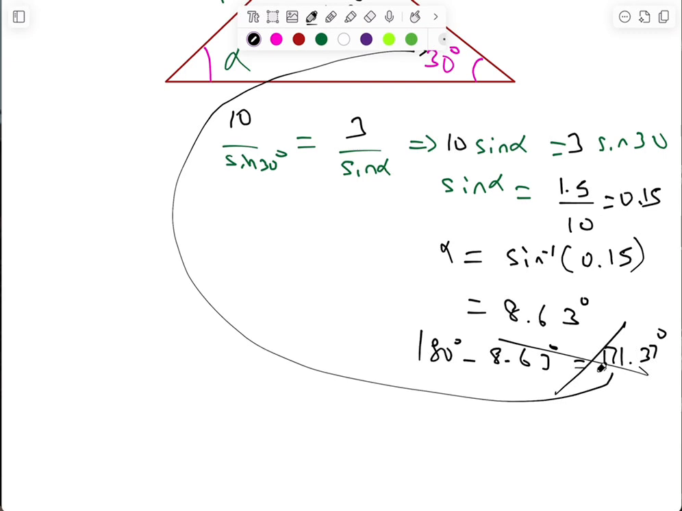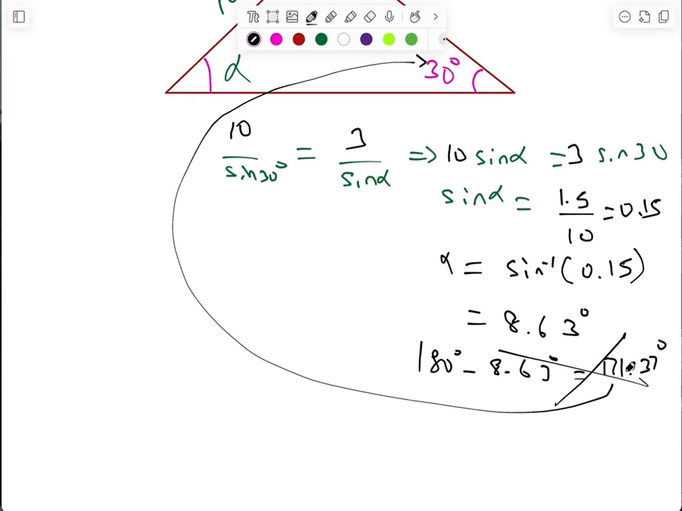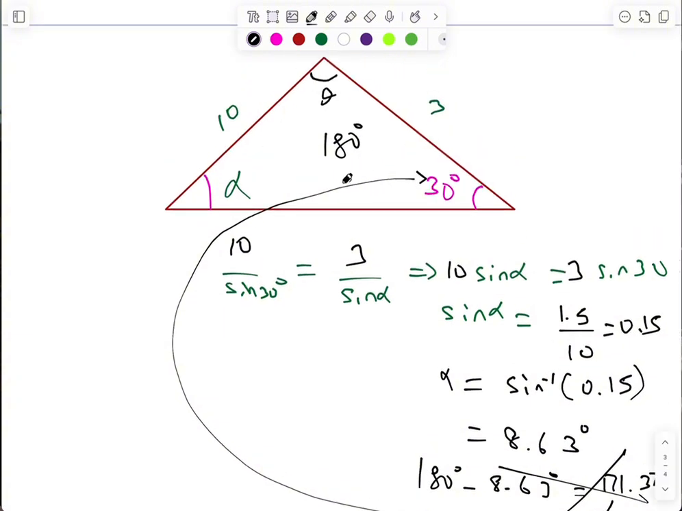Even though it is a possible solution for alpha, it will not hold, because by the time I use such a result, it's going to make the sum of all the angles in this triangle greater than 180 degrees. So therefore, that one is cancelled.